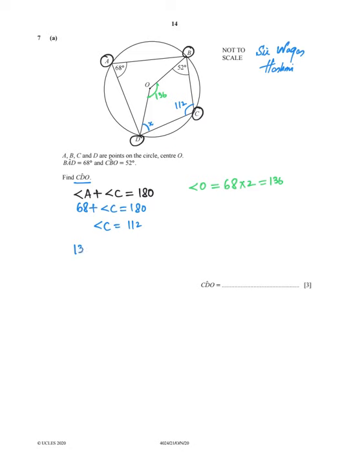So it will be 136 plus 52 plus 112 plus angle x, and the sum equals 360. So 136 plus 52 plus 112, and you need to subtract it from 360, so that equals 60. Alright, so for the first part the answer is 60 degrees.